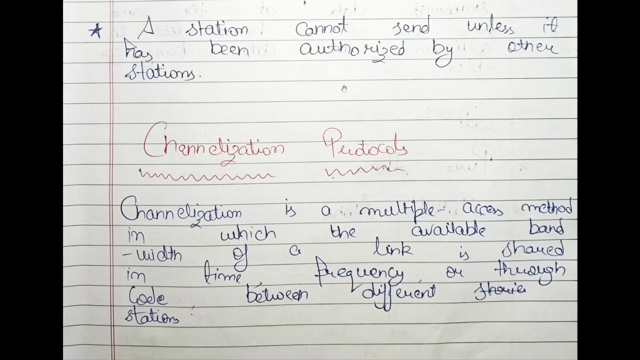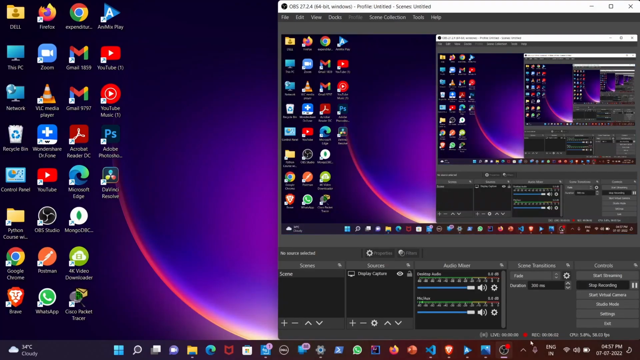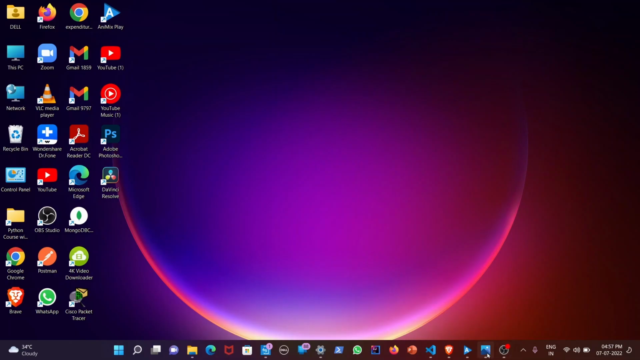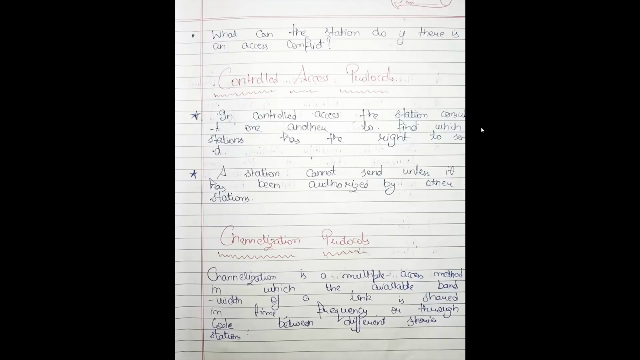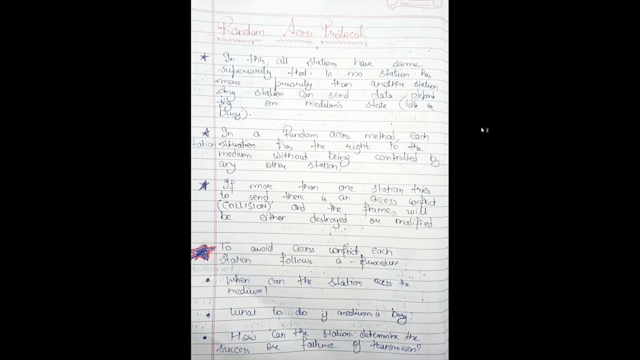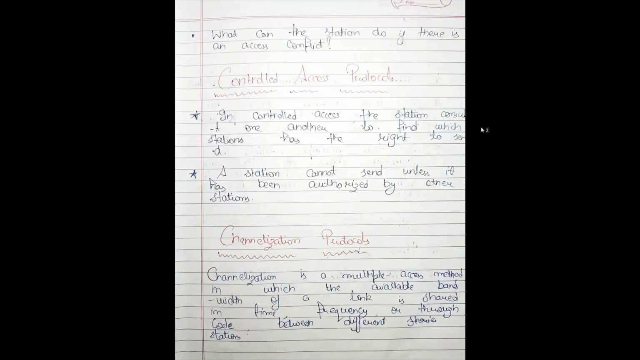So this was basically about what random access protocol, controlled access protocol, and channelization protocol are on the bigger picture. Now we are going to look into them in quite a detail.